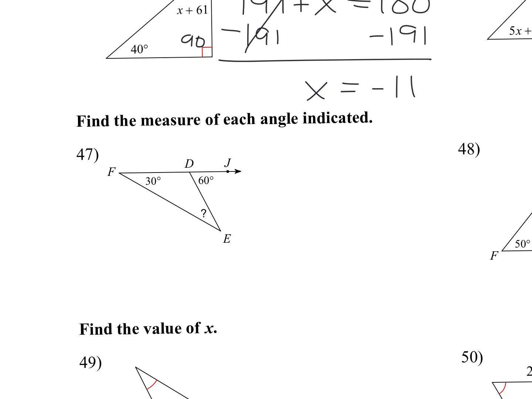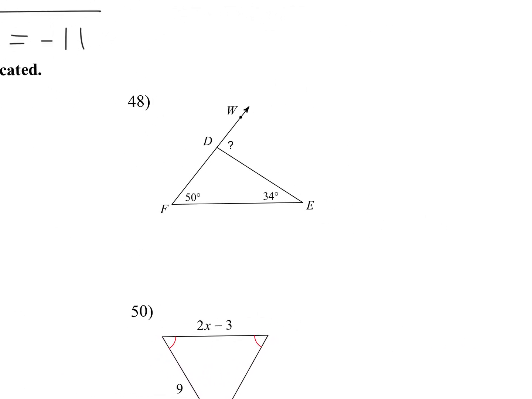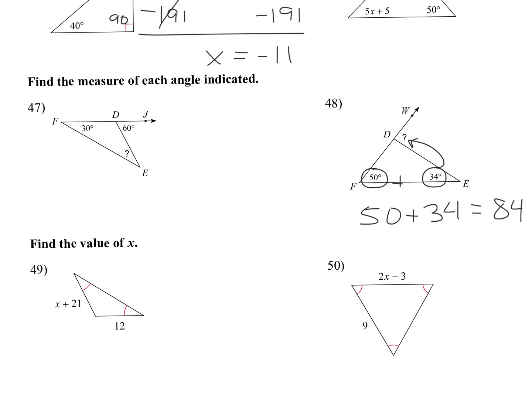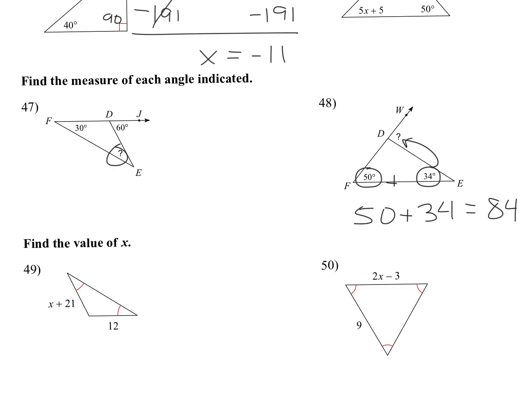The 2 angles, let's go to 48 real quick. The 2 angles on the inside add up to give us the angle on the outside. So we need to add them on 48. 50 plus 34 is 84. So on 47, back up a little bit, I need to subtract since I'm missing an inside angle. 60 minus 30 equals 30.